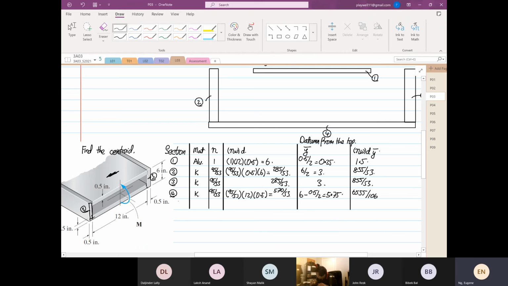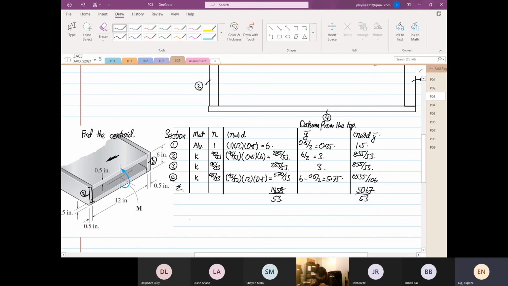Then you take the summation, right? So 6 plus 285 over 53 times 2 plus 570 over 53 is equal to 1458 over 53. And 1.5 plus 855 over 53 times 2 plus 6555 over 106. So this is equal to 5067 over 53. 5067. So we find our centroid.